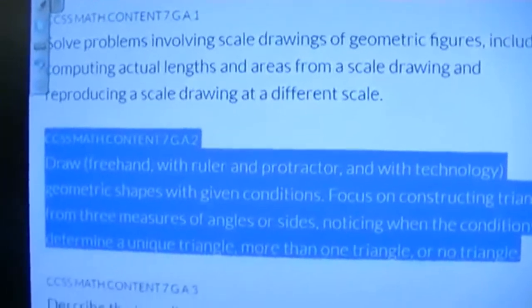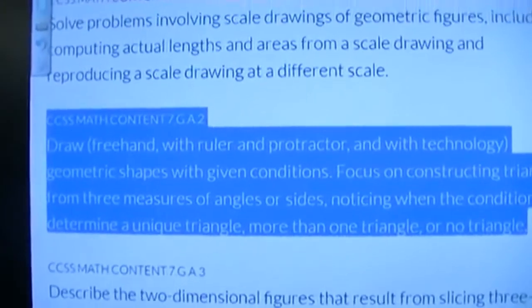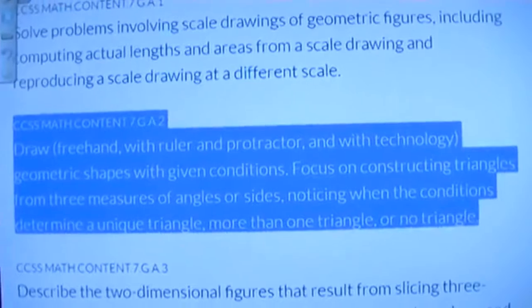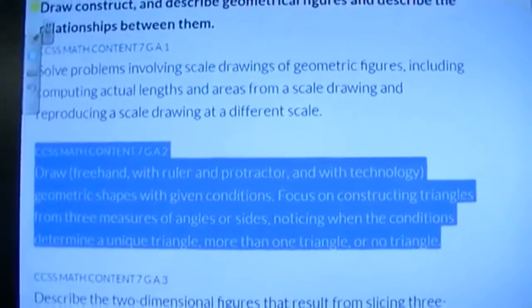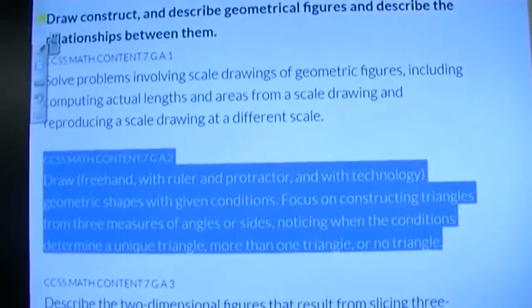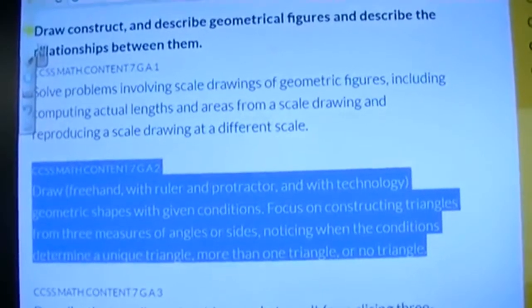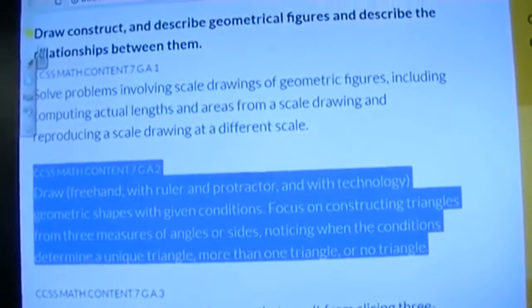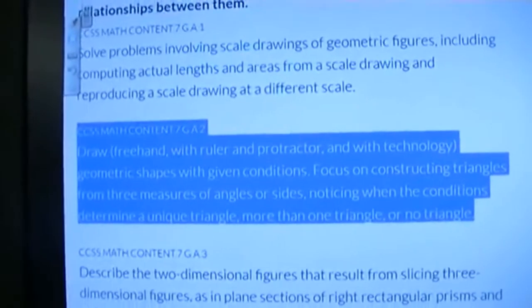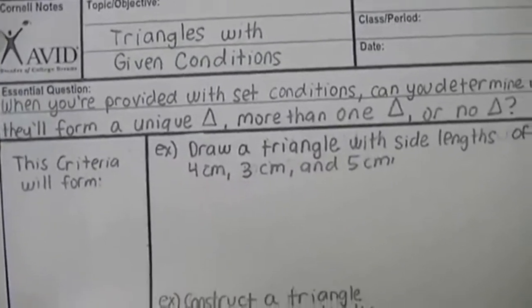if you look at the 7th grade Common Core State Standards, they want 7th graders to draw freehand, with ruler and protractor, and with technology, geometric shapes with given conditions. Focus on constructing triangles from 3 measures of angles or sides, noticing when the conditions determine a unique triangle, more than one triangle, or no triangle. Okay? So that's what the notes focused on, because they specifically wanted us to focus on the triangles.